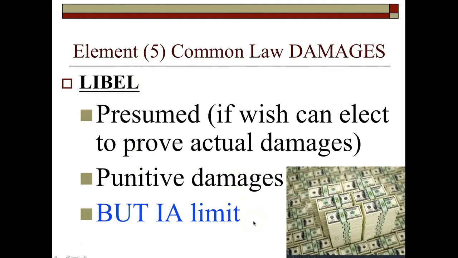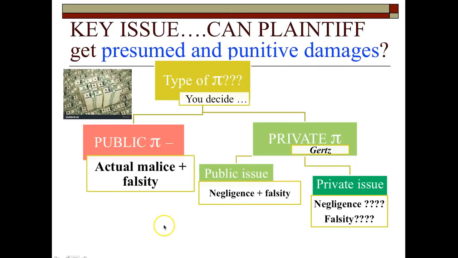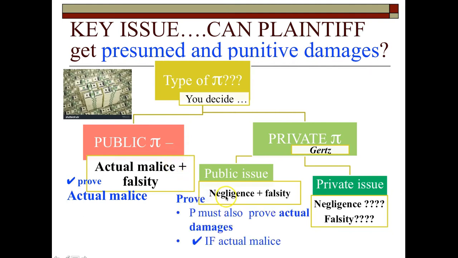The Supreme Court has limited the ability to collect presumed and punitive damages. Here are the limits. If it's a public plaintiff and they've already proven actual malice, the court has said because you've proven such wrongdoing, then you can get presumed and punitive damages. In contrast, if all you've proven is negligence, as a private plaintiff on a public issue, the court says you also have to prove actual damages. Or, as a private plaintiff on a public issue, you could elect to prove actual malice.